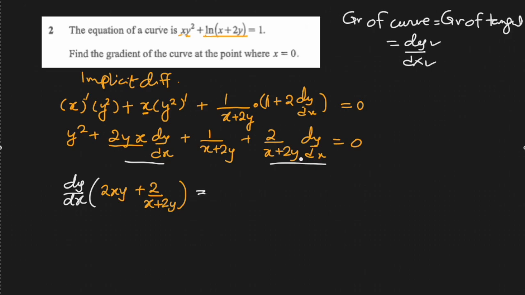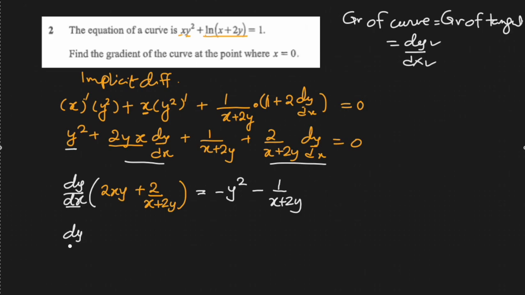whatever that is. On the right side it will go. So y square is alone, it will write minus y square here. And then 1 plus this, minus 1 over x plus 2y. Both of them were positive, they became negative, nothing else left. And our purpose here was to find the gradient of the curve. So the gradient of the curve is this.